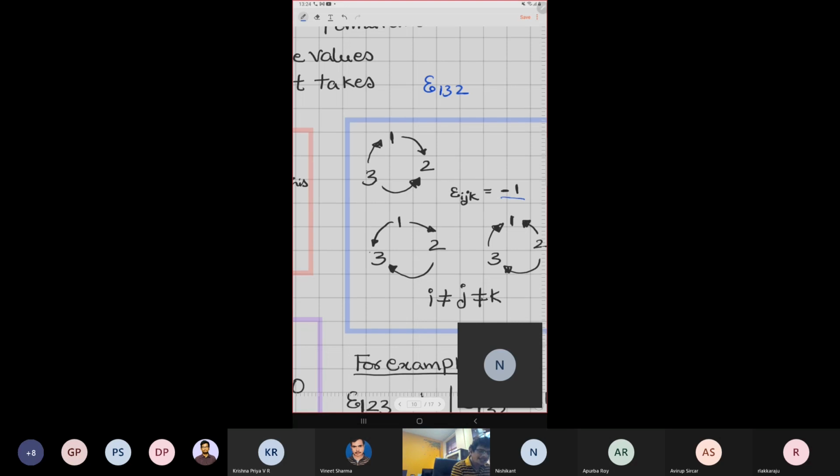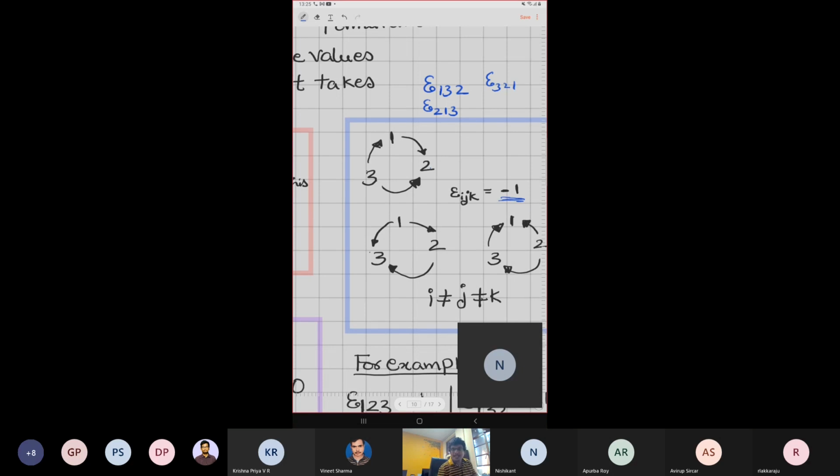Now, instead of epsilon 1, 3, 2, you have epsilon 2, 1, 3. You are supposed to see 2 followed by 3 followed by 1, but instead of that you have a breakdown: 2, 1, and then 3. That value is also -1. Maybe epsilon 3, 2, 1: reverse the direction, that's also -1. So whenever the clockwise order is broken, you will have -1.